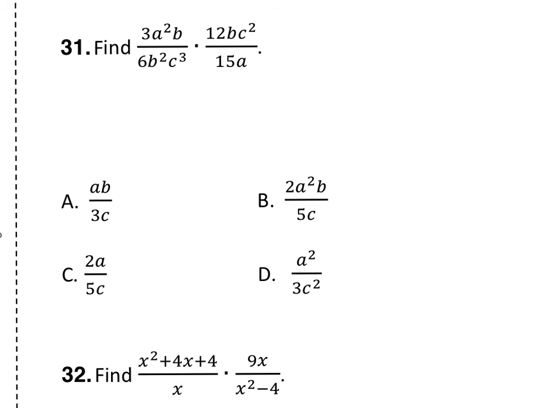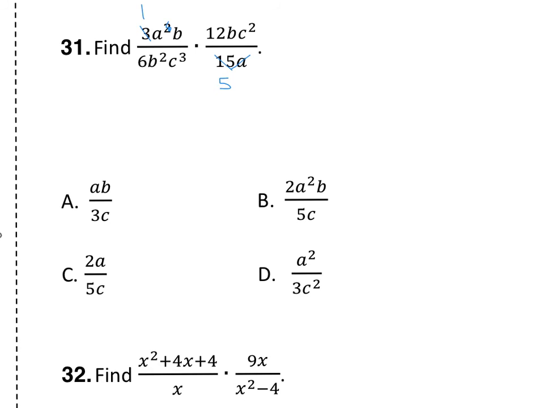Number 31, find 3a squared b divided by 6b squared c cubed times 12bc squared over 15a. So I want to look at cross products and see what I can cancel out here. So I'm going to take out, with the 3 and the 15, a 3. I'm also going to take away an a.